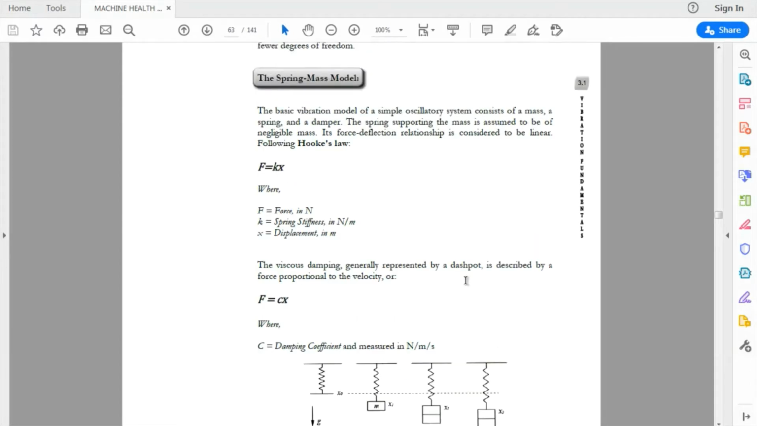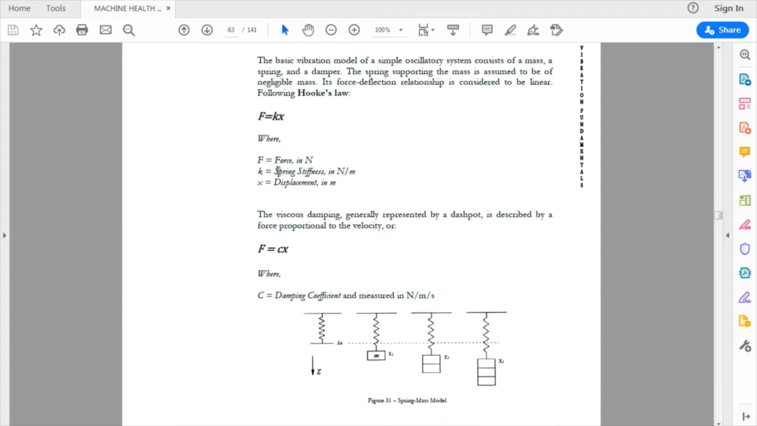In the spring mass model, we can define the force in the spring with the formula F equals Kx. Of course, this is the case of a linear spring. So K is the stiffness of the spring, F is the force, and x is the displacement of the spring.